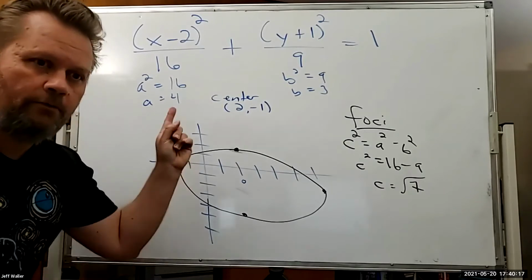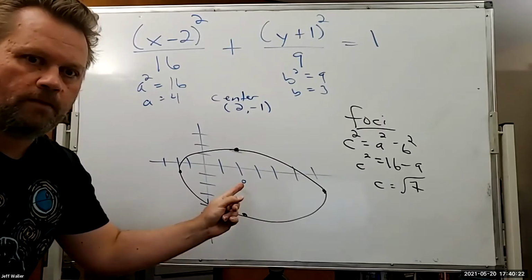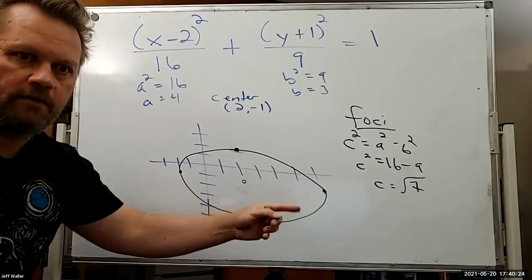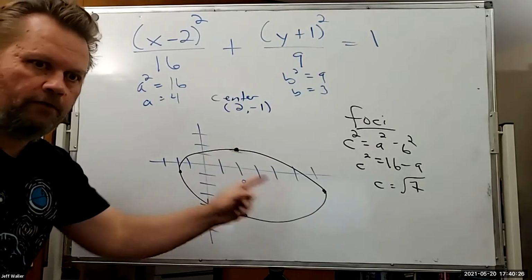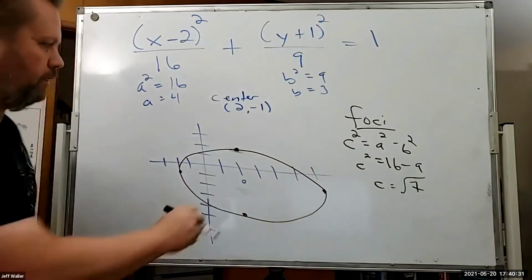It's a lot like what we did for this. It's always in reference to the center. So I want to go square root of 7. Do I go up and down or left and right? Where's the major axis, obviously? Yeah, left and right. So I'm going to go square root of 7 this way.